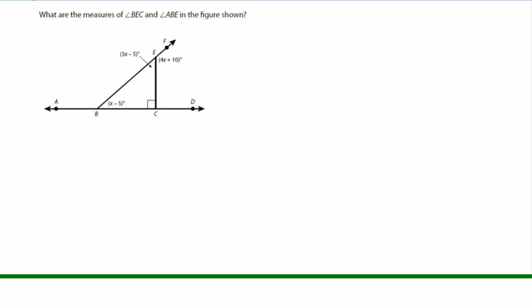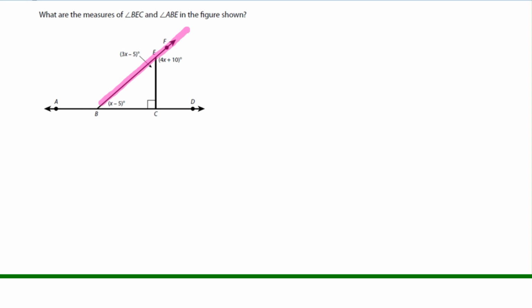What are the measures of angle BEC and angle ABE in the figure shown? To figure out those angles, we first have to figure out the value of x, and there's more than one way to do this. I'll show you two examples in this video. In the first example, I'll show you how to use a straight line to figure out the value of x.